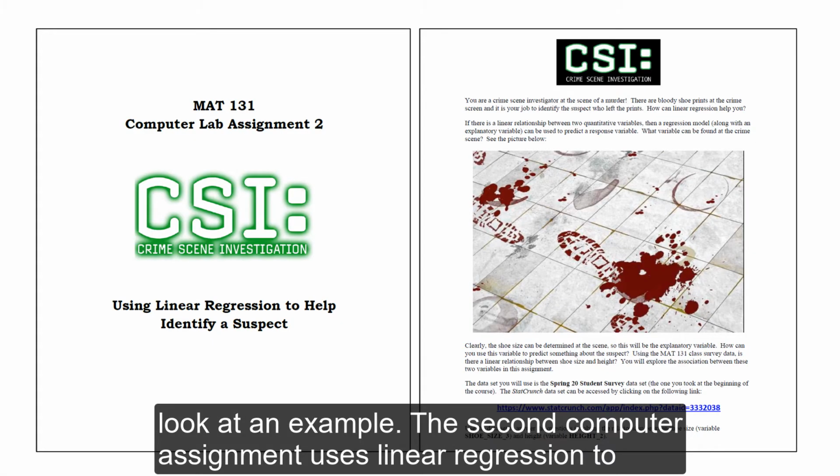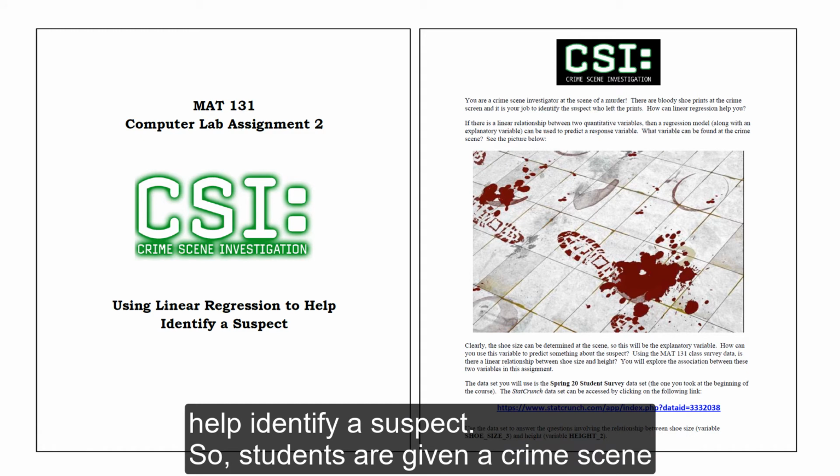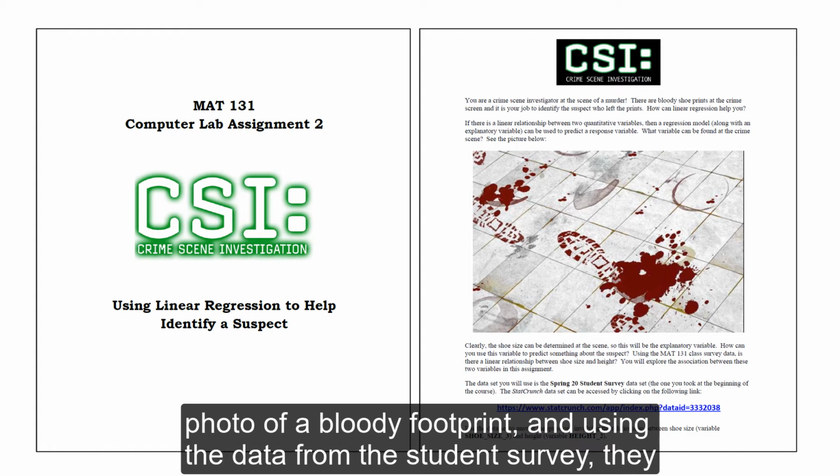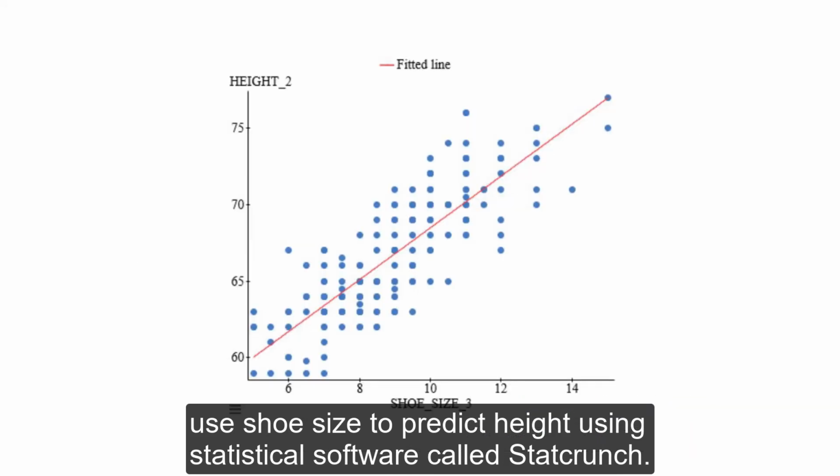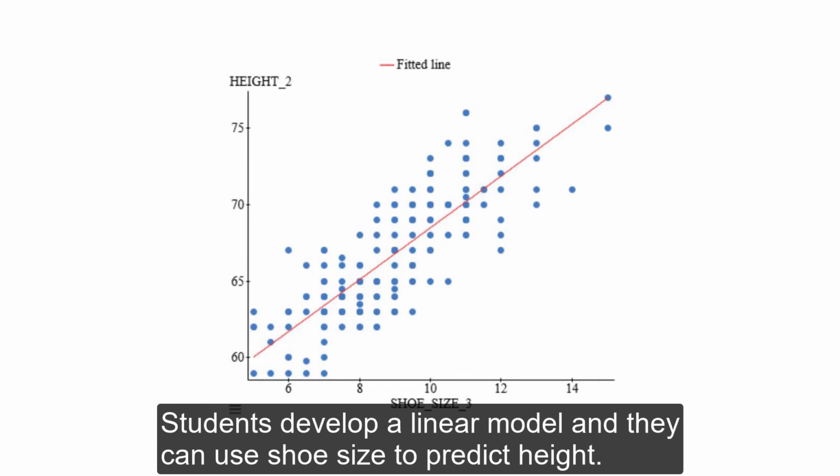The second computer assignment uses linear regression to help identify a suspect. So students are given a crime scene photo of a bloody footprint, and using the data from the student survey, they use shoe size to predict height. Using statistical software called StatCrunch, students develop a linear model, and they can use shoe size to predict height.